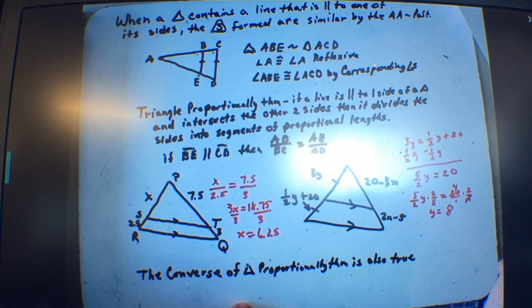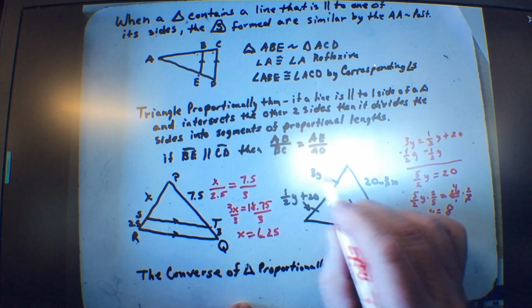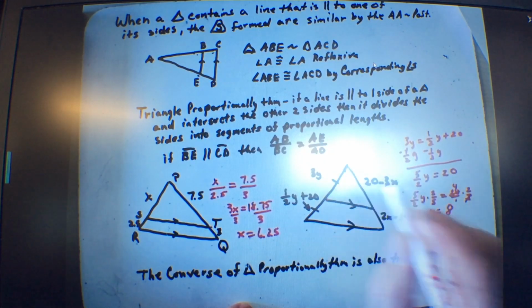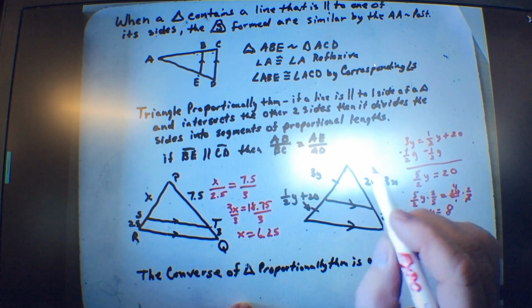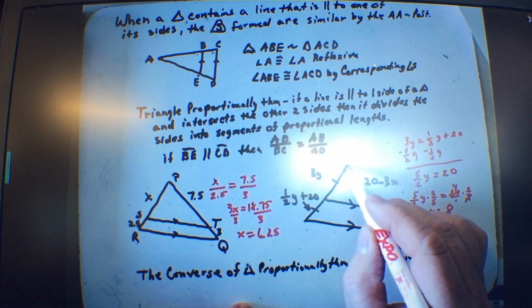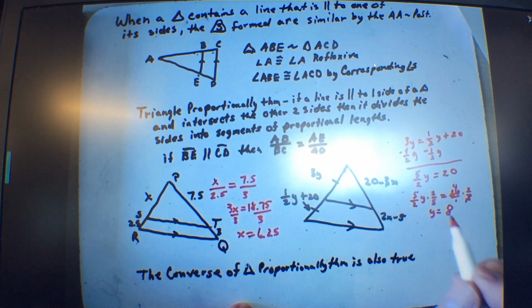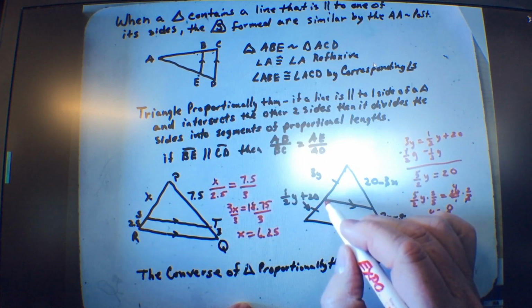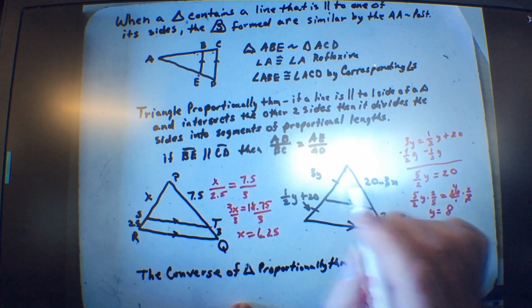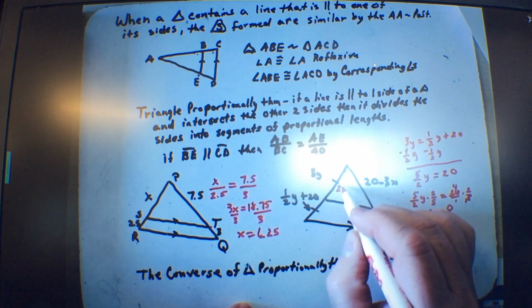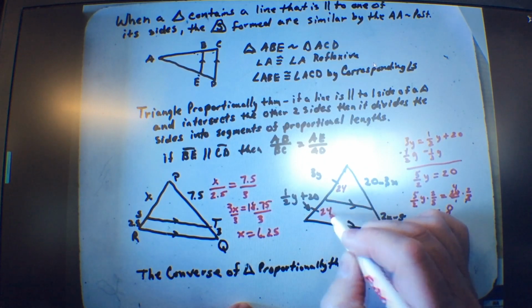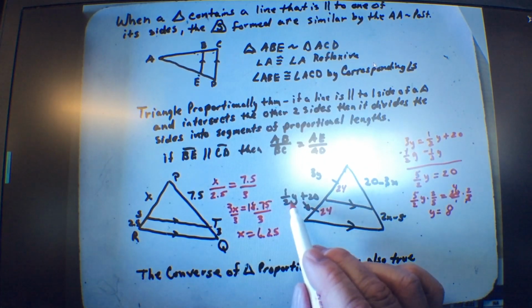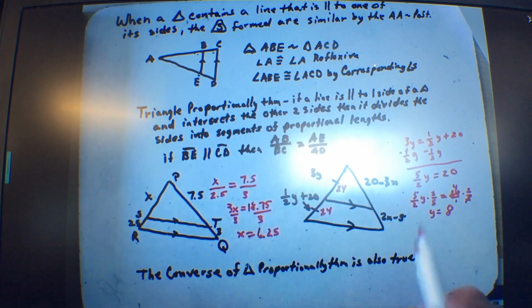Is that true? That means this equals what? If y equals 8, how far is it from here to here? 8 times 3, 24. So that means this has to be 24 also, right? We can check it. Half of 8 is 4. 4 plus 20 is 24.